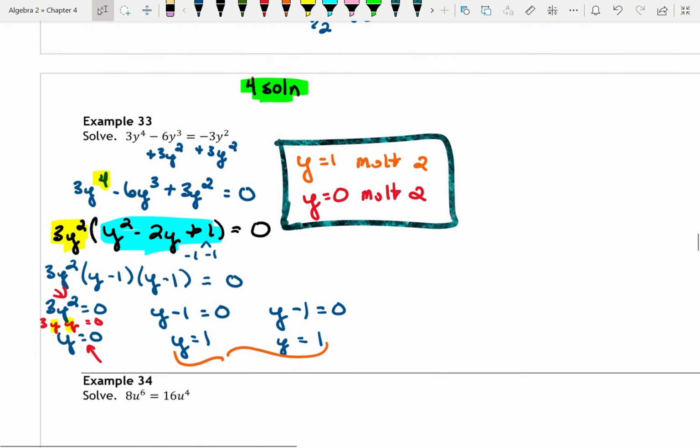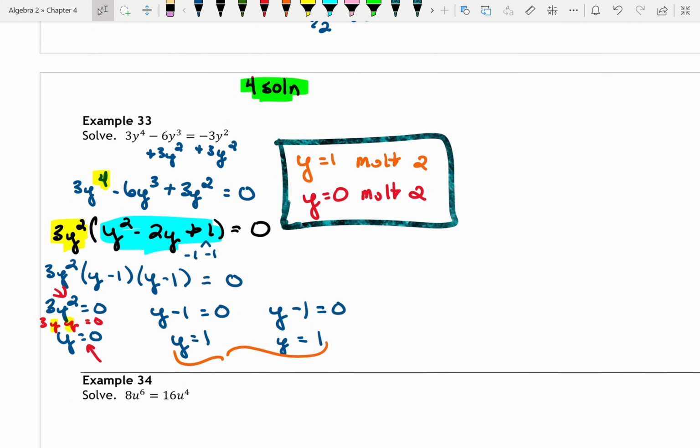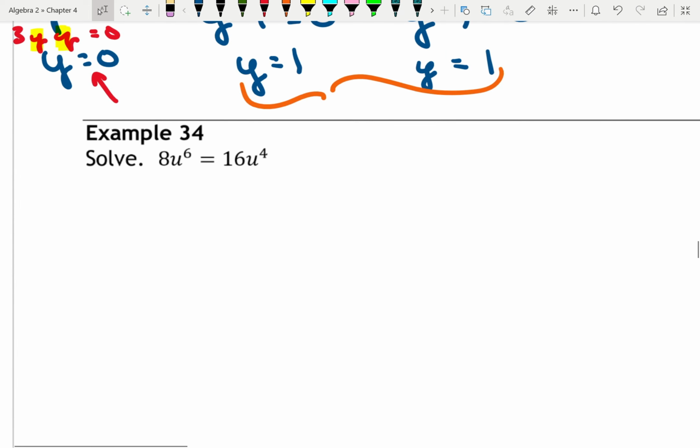In 33, we were able to just factor everything, and it worked out very nicely in that way. Let's look at 34, and so we're going to get them equal to 0, like we did in the last one, and then we're going to see if we can factor. So I'm going to subtract everything to the left. That'll give me 8u to the 6th minus 16u to the 4th equals 0.